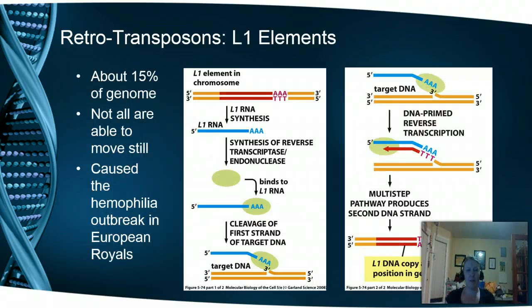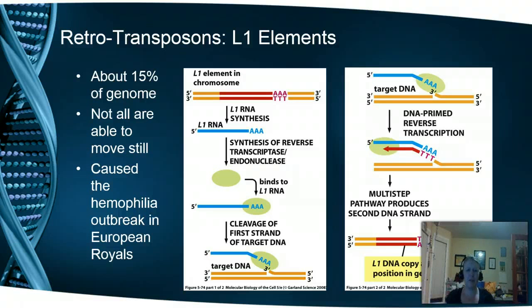So here's an example of retrotransposons. The L1 element is our first one, and the L1 element makes up about 50% of our genome. Some of these L1 elements can move, some of them can't. And it just depends. Some of them get frozen into place when they jump. It makes different changes that lock them kind of into place.